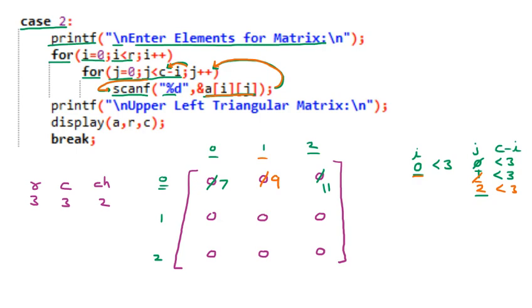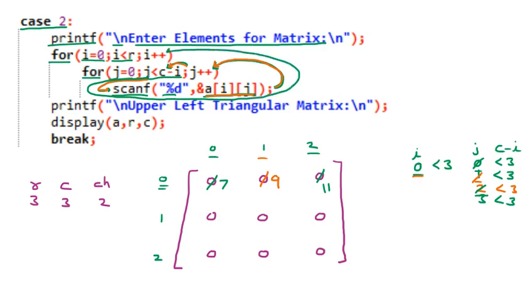Next time it is going back, i will be incremented. Once i is incremented to 3, the condition will check 3 less than 3, which is false, and the false condition will not come down; it will go directly above. So the lower part will not run, it will directly go to the upper side.